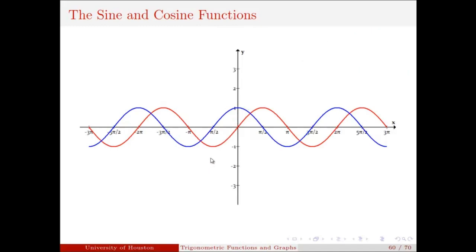If we superimpose the graphs of sine and cosine, we see that the cosine function is simply a horizontal translation of the sine function. One identity that expresses this relationship is sine x equals cosine of x minus pi over 2. That is, if we take the cosine graph and shift it to the right by pi over 2 units, we obtain the sine graph.